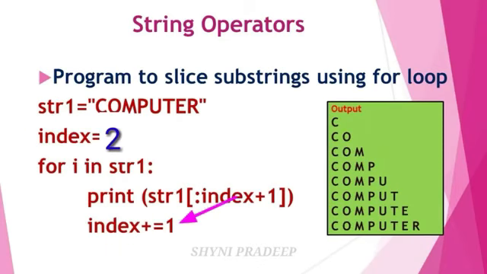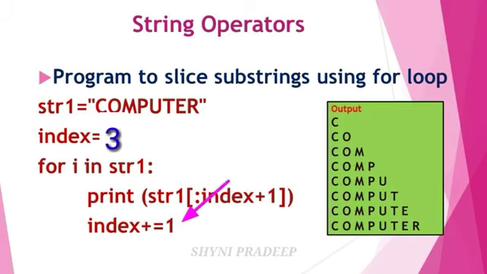Next again update the value. Index is equal to index plus 1, so 2 plus 1 is equal to 3. Now our new index value is what? 3. So take the next string letter. What is that? P. So next see the print statement. Initial index value, starting value is what? 0, and index plus 1 means 3 plus 1, that is 4. Here it is given 0 to 4, but you have to take 0 to 3. Okay, 0 to 3 means COMP. Okay, so it will be printed on the output screen.